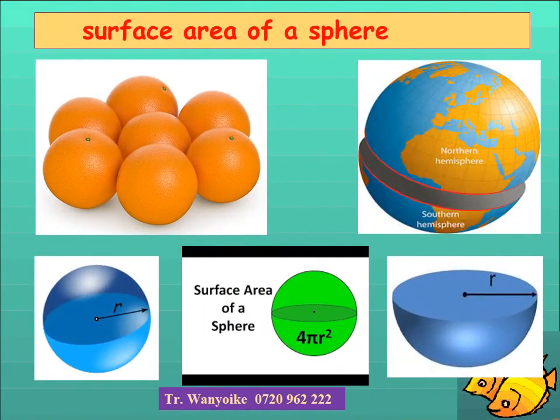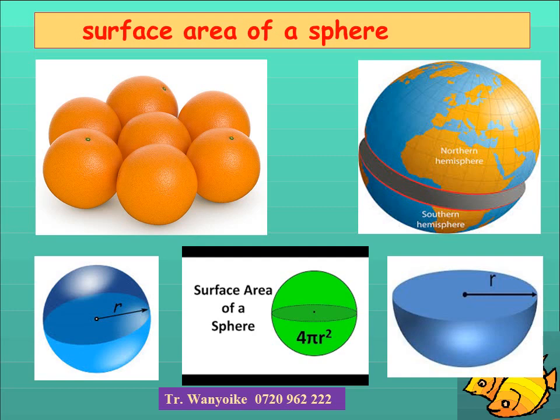Learner, let us now look at the surface area of a sphere. I'm sure you have come across fruits that look like spherical balls, or a representation of the earth, oranges, and so on. In this part, we'll be discussing how to get the area of a sphere. The area of a sphere is given by 4 pi r squared.